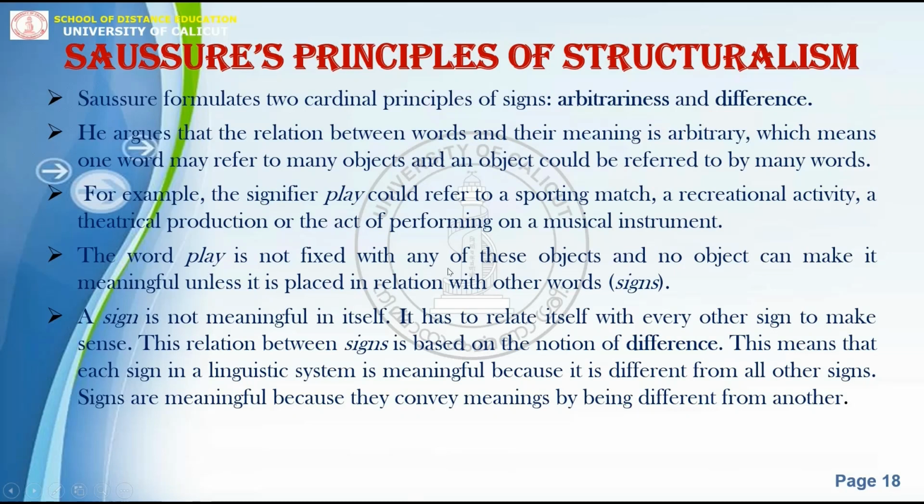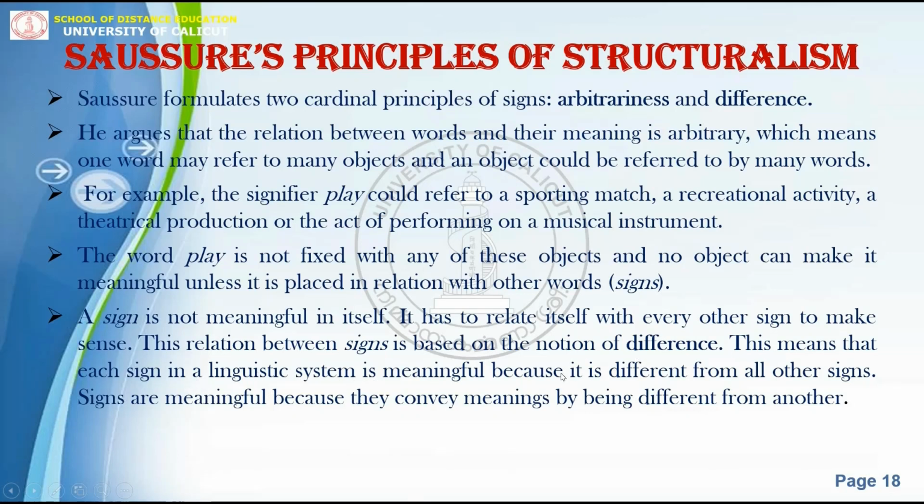So the word play is not fixed with any of these objects, and no object can make it meaningful unless it is placed in relation with other words, that is signs, or in context. So that's why it is called arbitrary. A sign is not meaningful in itself. It has to relate itself with every other sign to make sense. So a sign should have an association with a signifier or signified, then only will it have a meaning. And this relation between signs is based on the notion of difference.